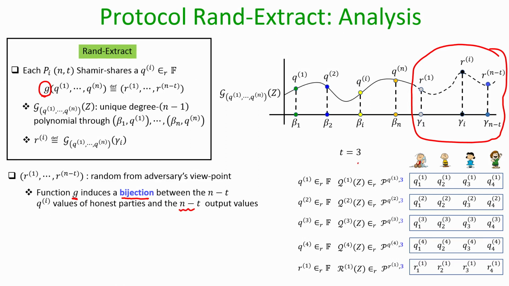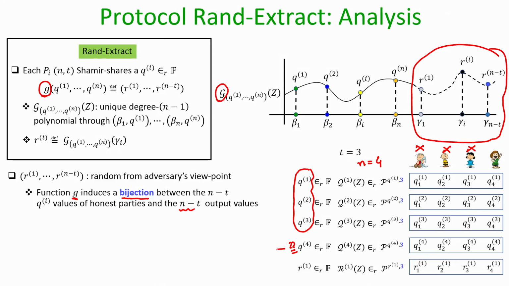So, again let us take this demonstration itself for understanding. We know that the values q 1, q 2, q 3 are completely known to the adversary, because the adversary is controlling P 1, P 2 and P 3. So, it knows completely the values q 1, q 2, q 3 secret shared by P 1, P 2, P 3, but what is the value q 4 from the adversary's point of view? It could be any value. Since it could be any value, it could be any g polynomial which we are actually computing as part of the randomness extraction protocol.